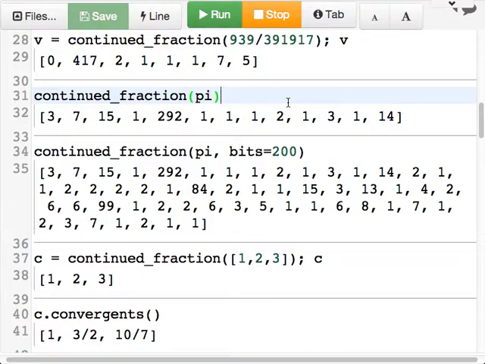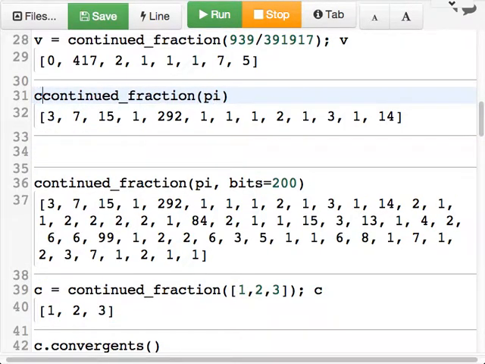It basically step-by-step computes numbers like this using an algorithm that I haven't told you about, such that if you were to write out this whole continued fraction, you end up getting something that's very close to that number right there. You can increase the number of bits of precision and you get a longer continued fraction expansion, as you can see here.